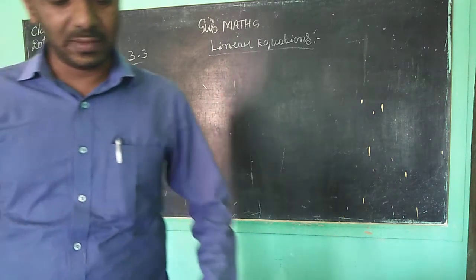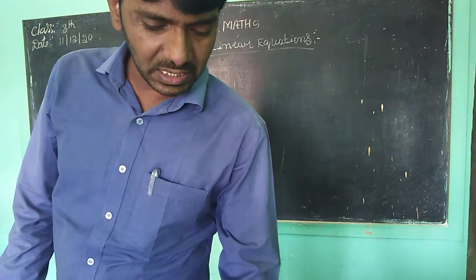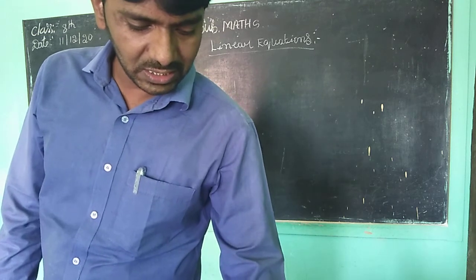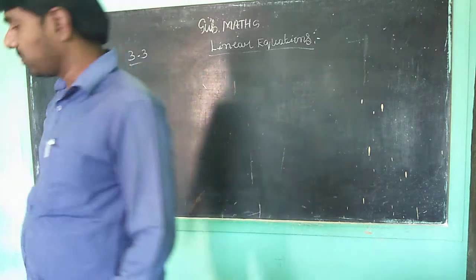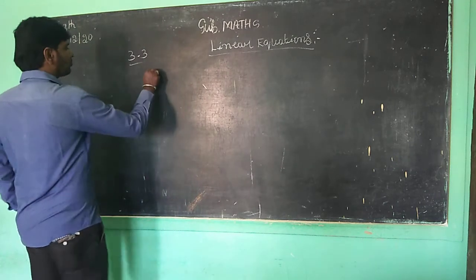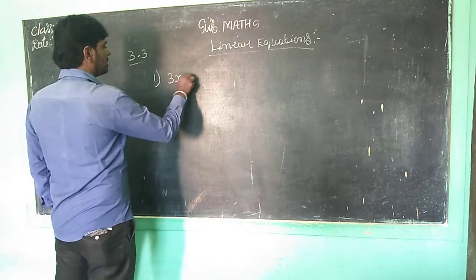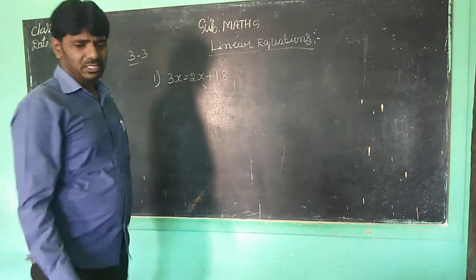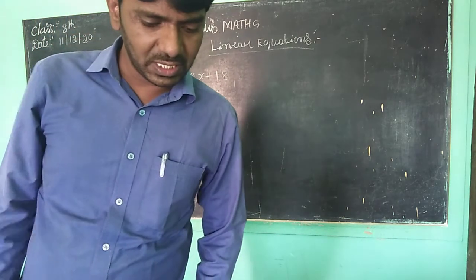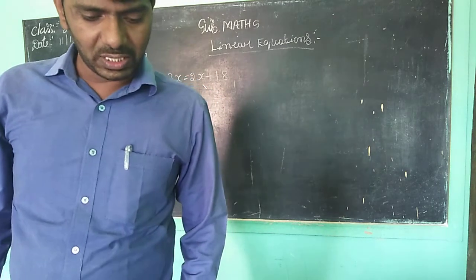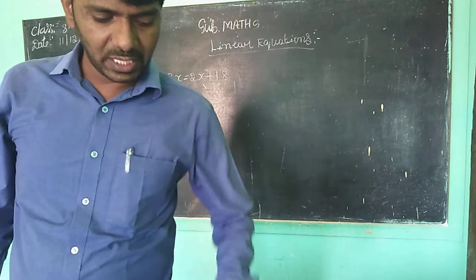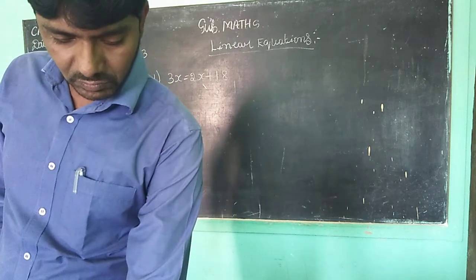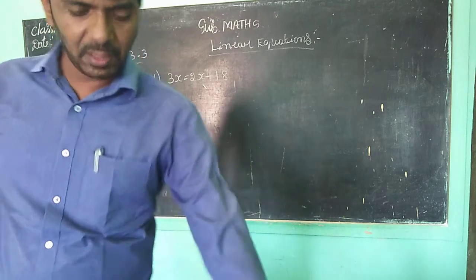So what is 3.3? Solve the following equations and check your results. See children, the first question is 3x is equal to 2x plus 18. So how can we find it? It is a very simple question, children.